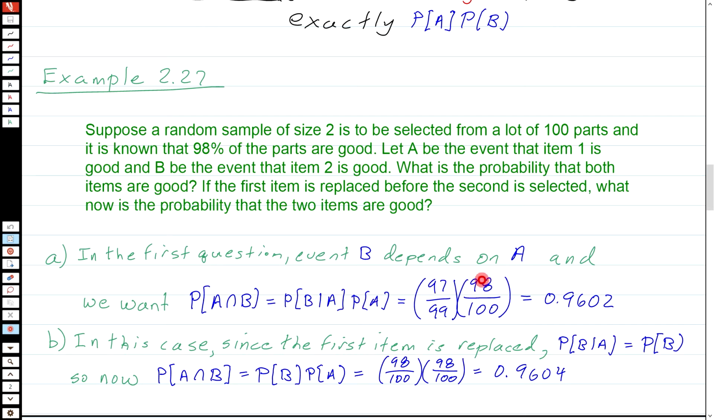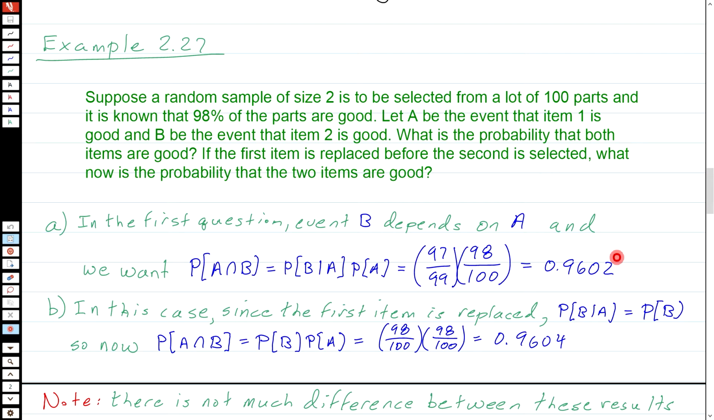Well, the probability that the first is good is 98 over 100. 98 of the parts are good out of the 100. Then we multiply that by the probability that B is good, given that the first was good. Well, if the first was good, then we've reduced the number of good ones by 1, and we've reduced the whole sample size by 1. So the probability of B given A is that there's now 97 good parts out of the 99. Multiplying these two probabilities, we get 0.9602.